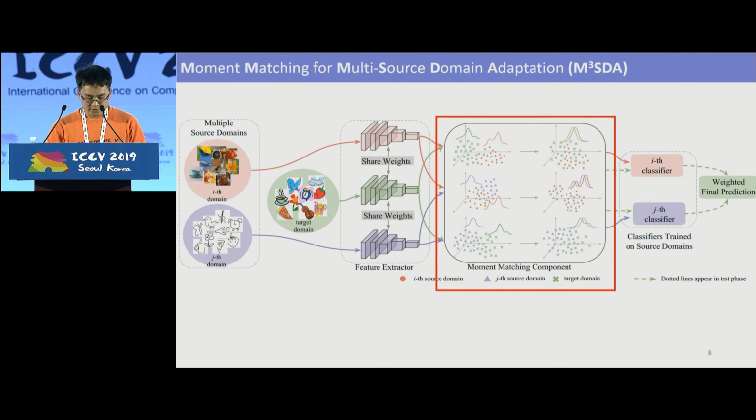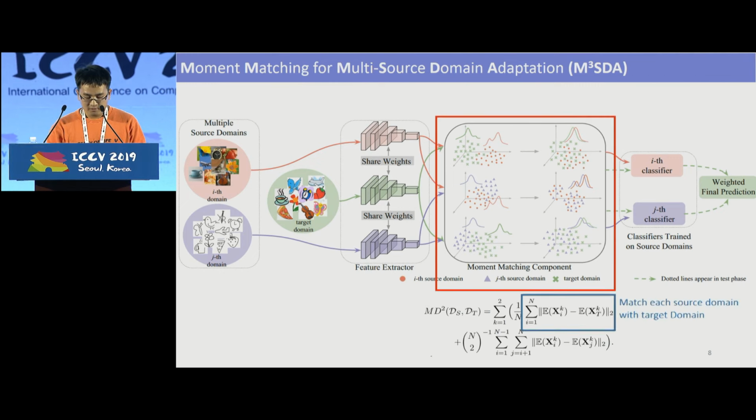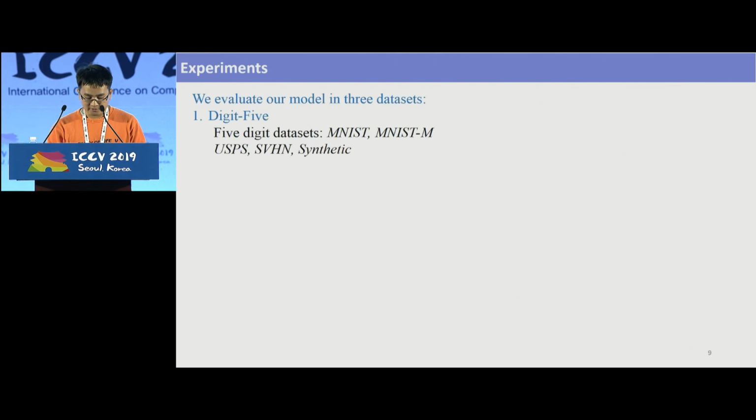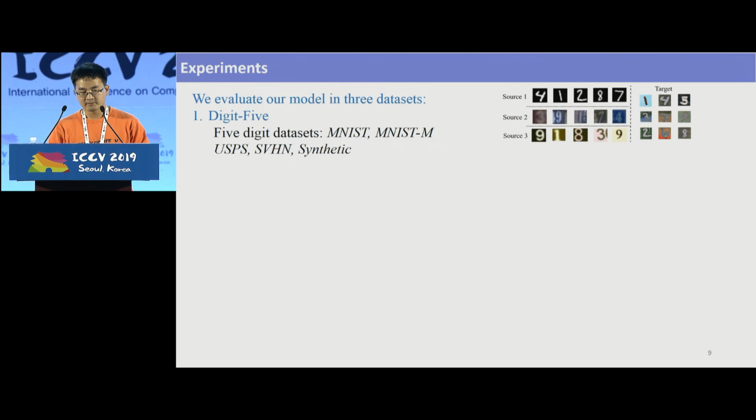Without loss of generality, we show the i-th source domain and j-th source domain as an example. The feature extractor maps the source domains and target domain into common features. The moment matching component matches the i-th and j-th domains with the target domain, as well as matching them with each other. We perform experiments on three data sets.